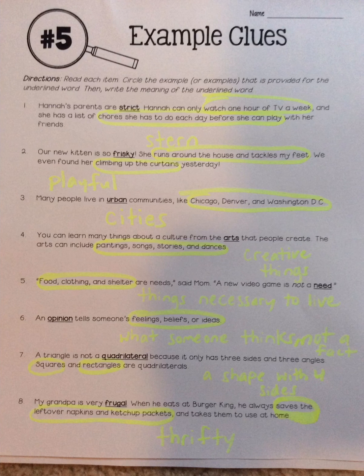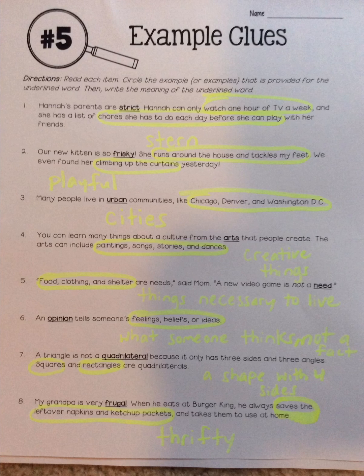All right, welcome back, boys and girls. If you hit play, that means that you've done the whole sheet by yourself and you're ready to check your answers. Let's look at number 2. Number 2, the kitten was frisky. The examples were she runs around the house and tackles feet and climbs up the curtains. So I decided that frisky must mean playful.